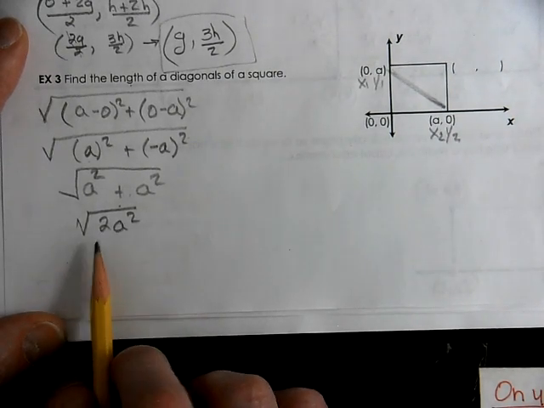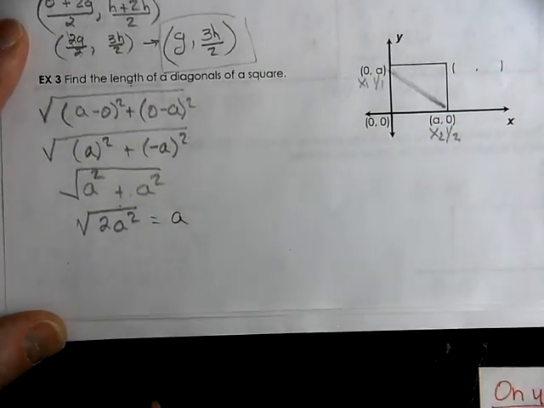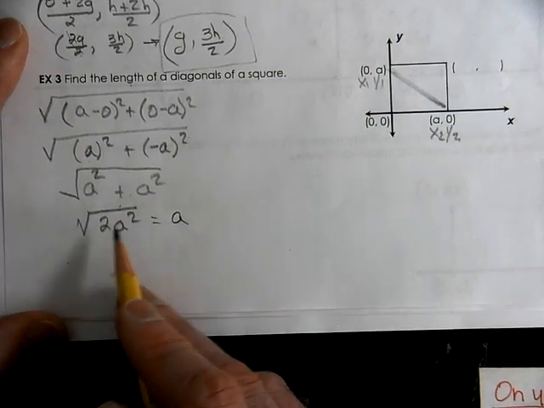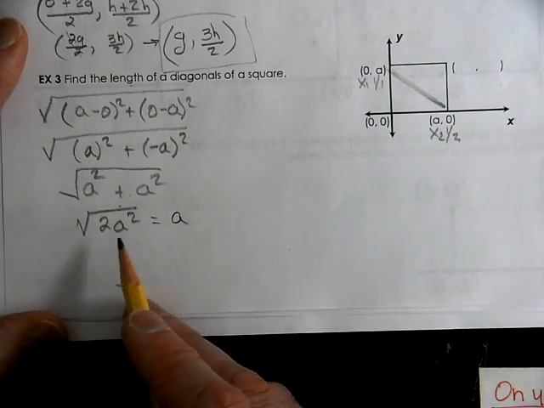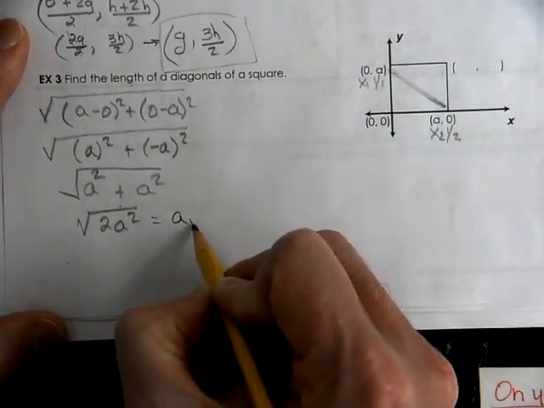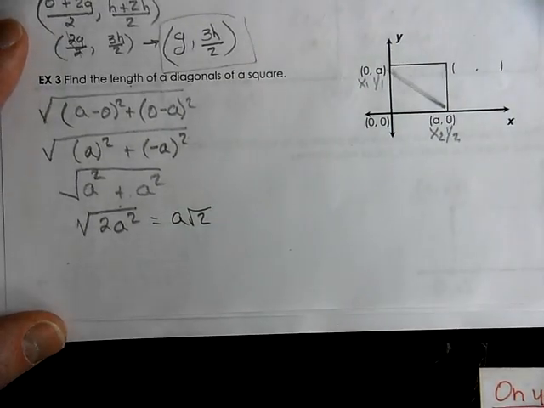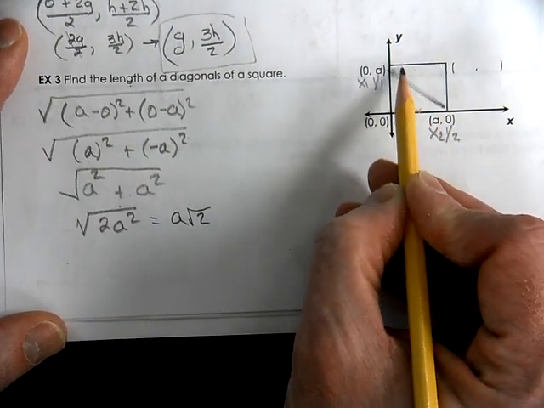So, the square root of a squared is a. A times a makes a squared. So that's what the square root's asking. What times what makes a squared? A does. And the 2 is left inside the radical, because we couldn't take the square root of that. So that is our diagonal length.